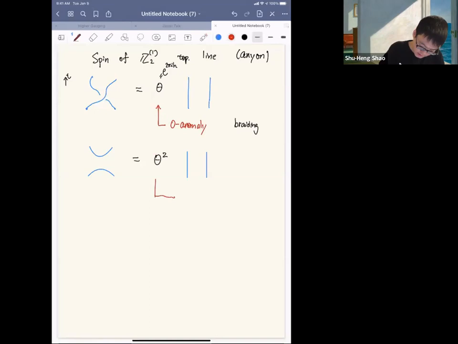This phase is the one anomaly of gauging a one-form symmetry on a surface. And that's a crossing phase. For a Z2 topological line, what are the possible values of theta? It's not hard to show that theta to the fourth has to be one. So the allowed values of theta for a Z2 one-form symmetry are one, i, minus one, minus i. And they have names. The corresponding anyon for this one is a boson, for this one is a semion, for this one is a fermion, for this one is an antisemion.